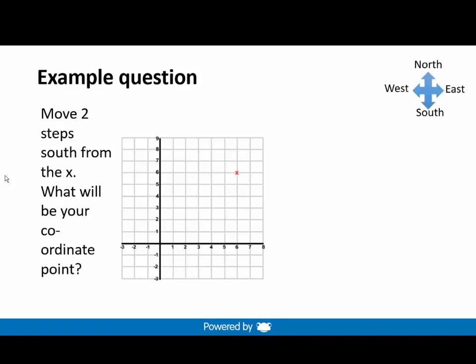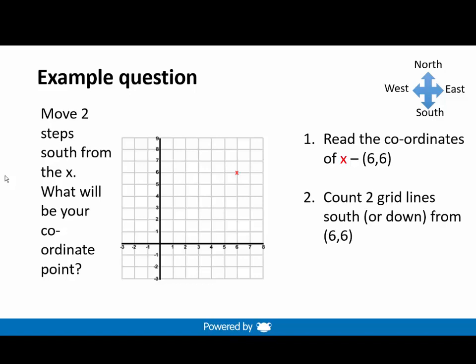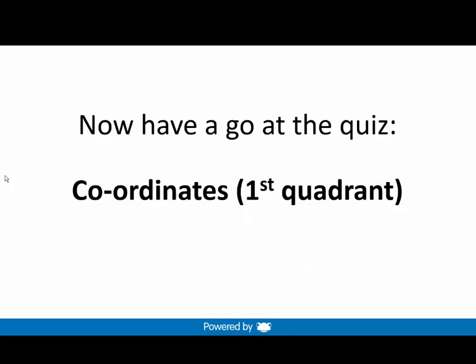Let's look at an example question here. Move 2 steps south from the x. What will be your coordinate point? Okay, so we can see where x is. We're going to read the coordinates of that, and they are 6, 6. We count 2 grid lines south or down from 6, 6, which takes us here. And if we read off the axes, I've got 6 on the x-axis, so that goes first, and 4 on the y-axis. Now you could have a go at the quiz.